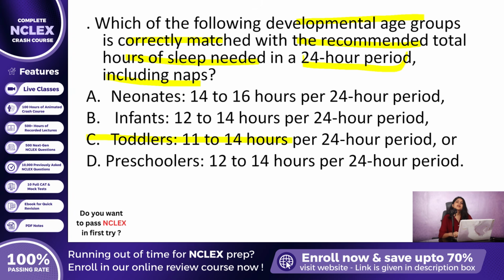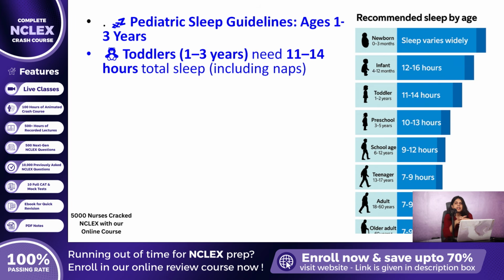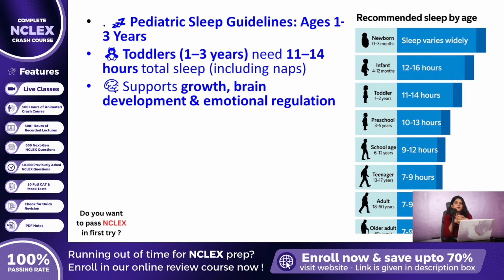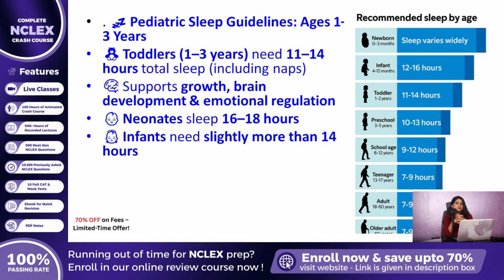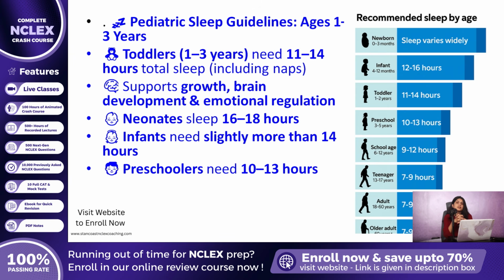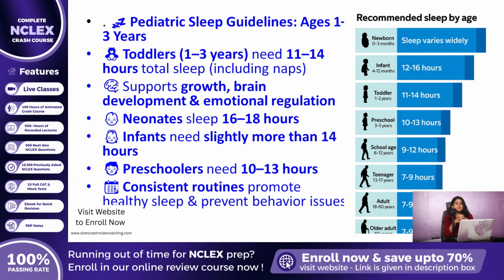Toddlers, 11 to 14 hours per 24-hour period. According to pediatric sleep guidelines, toddlers between the ages of 1 and 3 years typically require 11 to 14 hours of total sleep per day, which includes nighttime sleep and at least one nap. This amount supports proper cognitive development, growth, and emotional regulation. Neonates generally sleep much more, closer to 16 to 18 hours. Infants need slightly more than 14 hours, and preschoolers begin needing slightly less, averaging 10 to 13 hours. Consistent, age-appropriate sleep routines help build healthy sleep habits and prevent behavioral issues related to sleep deprivation.